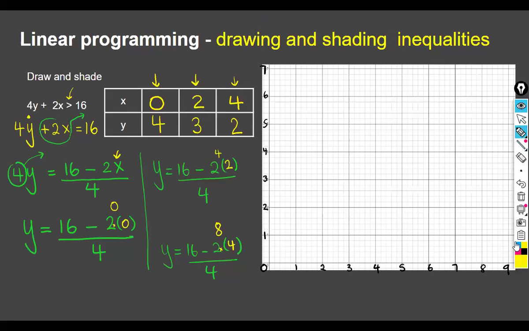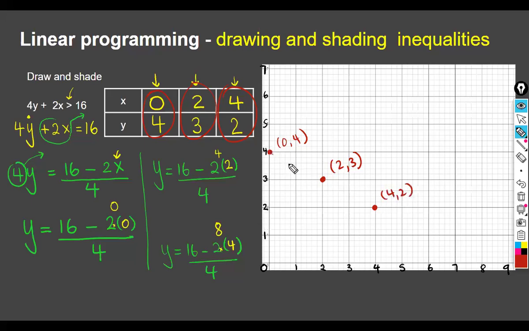The first point is 0, 4. 0 on the x and 4 on the y, right? This here is 0, 4. Next point is 2 on the x and 3 on the y. And the last point is 4 on the x and 2 on the y.